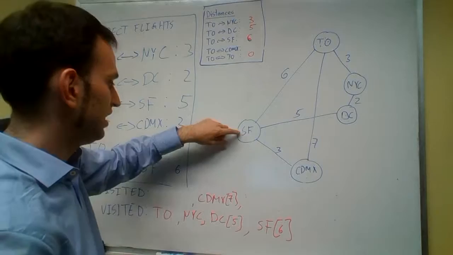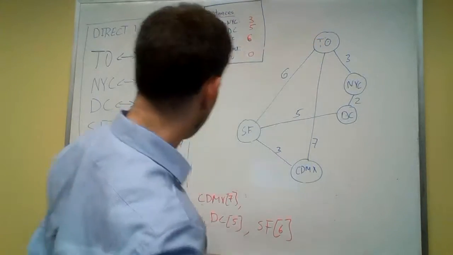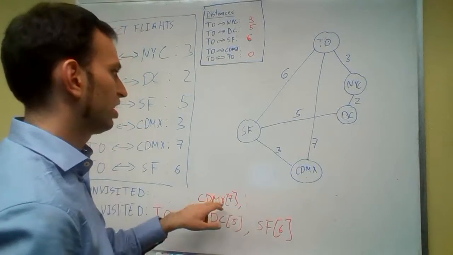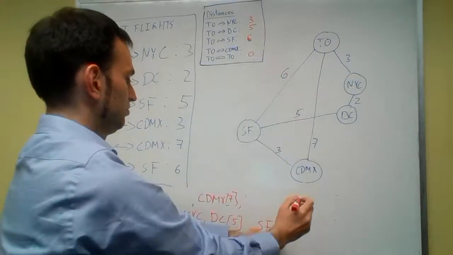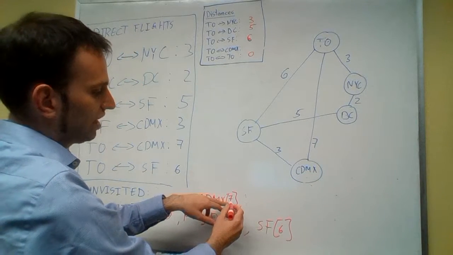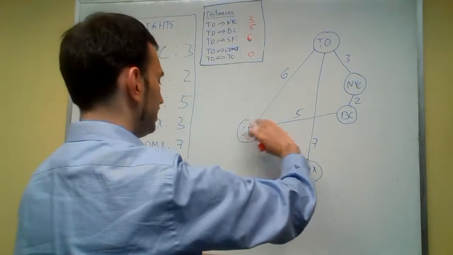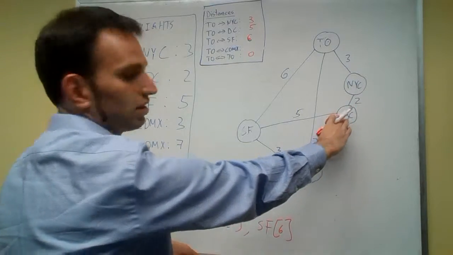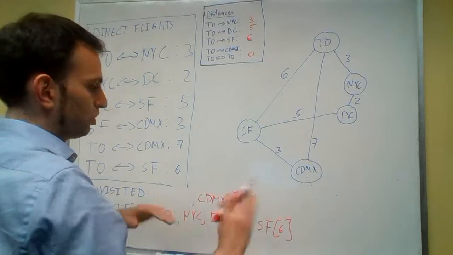What about the neighbors of SF? Well, SF is neighbors with TO, that's already been visited. SF is neighbors with CDMX, that's over here. We should check that 6 plus 3, the distance to SF, this 6 plus this 3 is not smaller than 7. It's not, so this should stay 7. And DC was already visited, so we needn't worry about that. All right, we're done with this iteration.